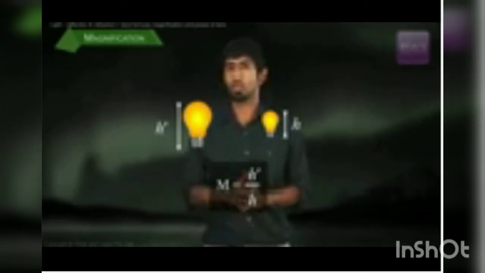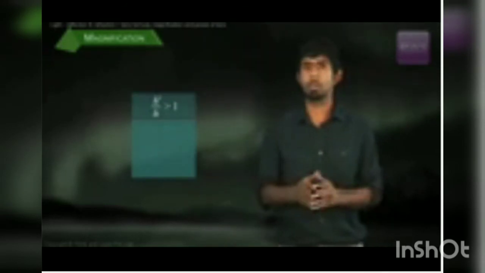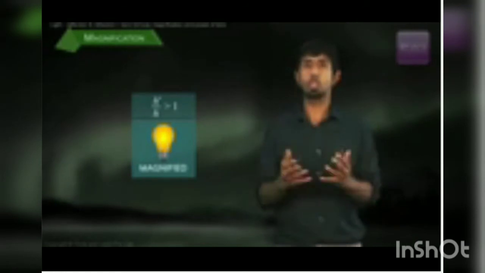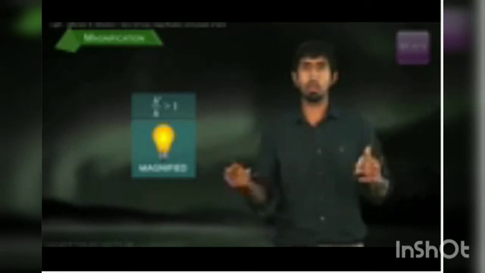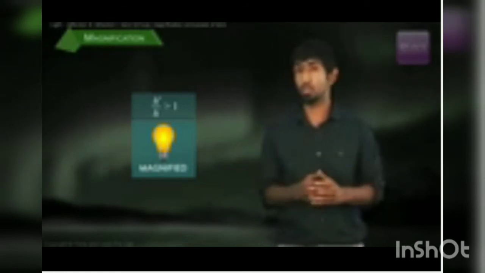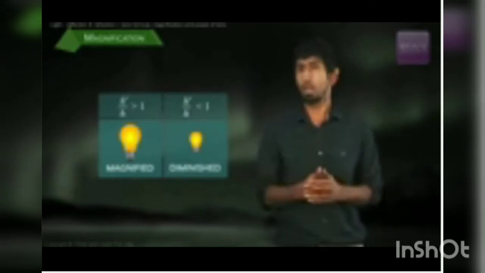Magnification. So what do we know now? Whenever H dash by H is greater than 1, what do we know? We've achieved a magnification in the true sense. We're actually going to see the object being bigger than what it actually is. And if it's less than 1, we see it being smaller than what it actually is. So if you're going to design a magnifying lens, you need to design it in such a way that at a reasonable length, it'll give me some magnification, right?